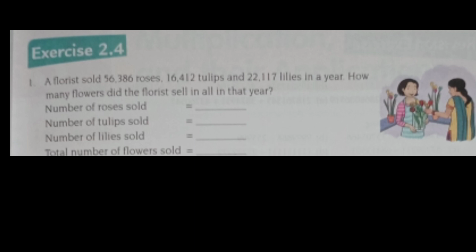A florist sold 56,386 roses, 16,412 tulips, and 22,117 lilies in a year. How many flowers did the florist sell in all in that year?